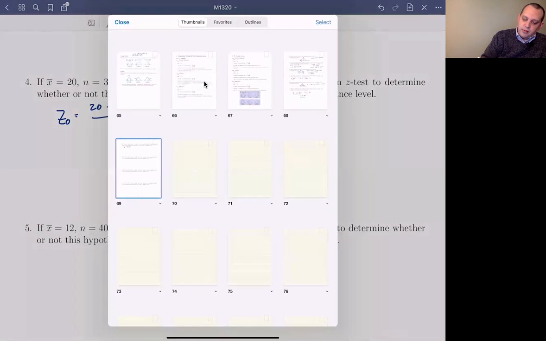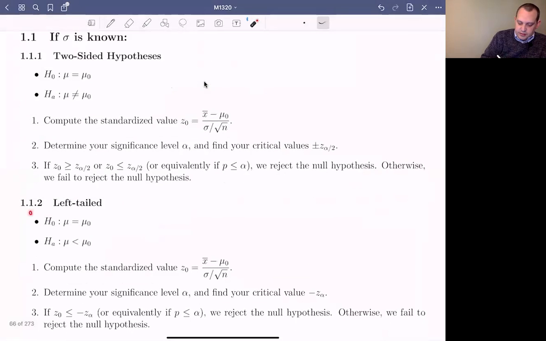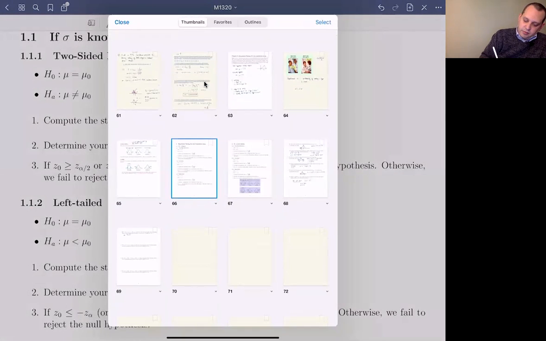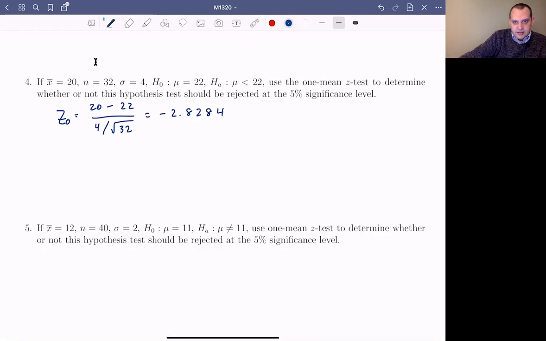Again, just to show you how that manifests itself in the formula, for the two-sided, this is actually left-tailed, but mu equals mu naught, and then mu naught is that value there. Jumping back down, our sigma was 4, so this is divided by 4 over the square root of n, 32. If we do this, we get negative 2.8284. So that's what the standardized test statistic is.